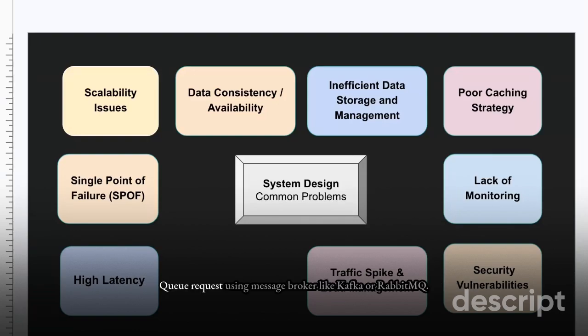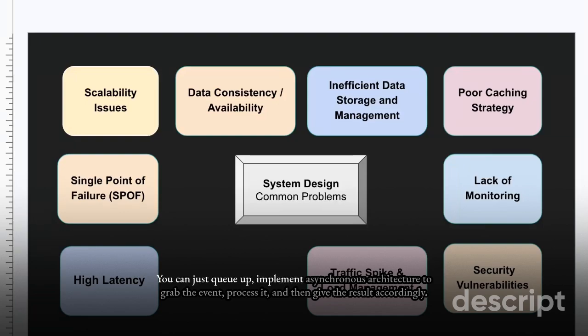Queue requests using a message broker like Kafka or RabbitMQ. So if you have to process n number of events, multiple events, millions or billions of events, if you have to process big data, where a huge number of requests are there, how to process those requests? You can just queue up, implement an asynchronous architecture to grab the event, process it, and then give the result accordingly.